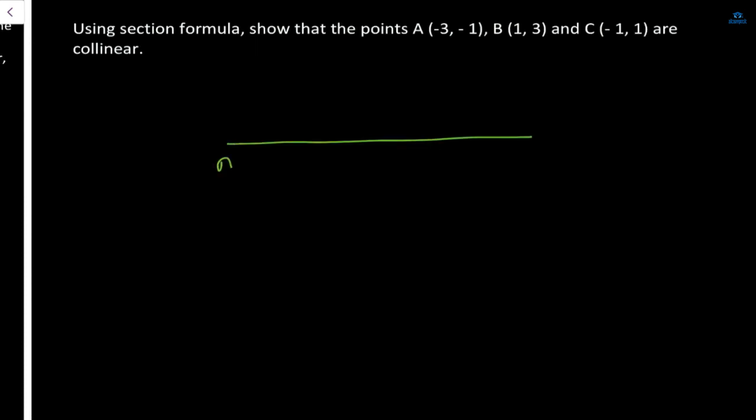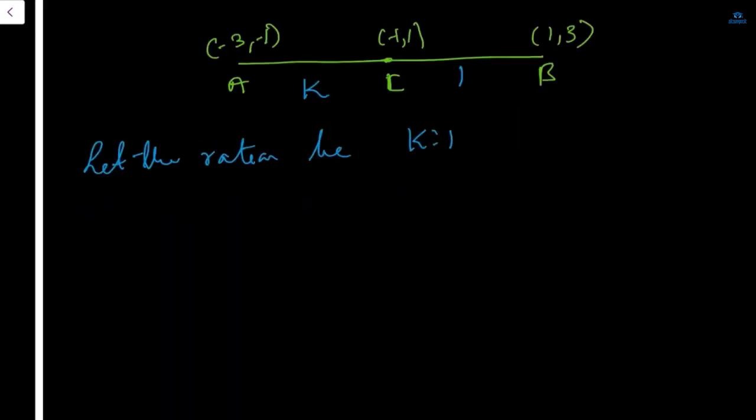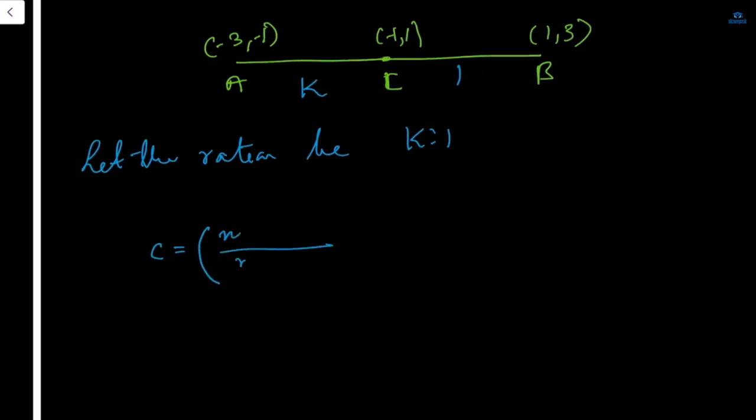I'm going to write A, B, C. Now I am going to take the ratio as K is to 1. Let the ratio be K is to 1. Now, what does the section formula say? The coordinates will be equal to (m1x2 + m2x1)/(m1 + m2), comma, (m1y2 + m2y1)/(m1 + m2).